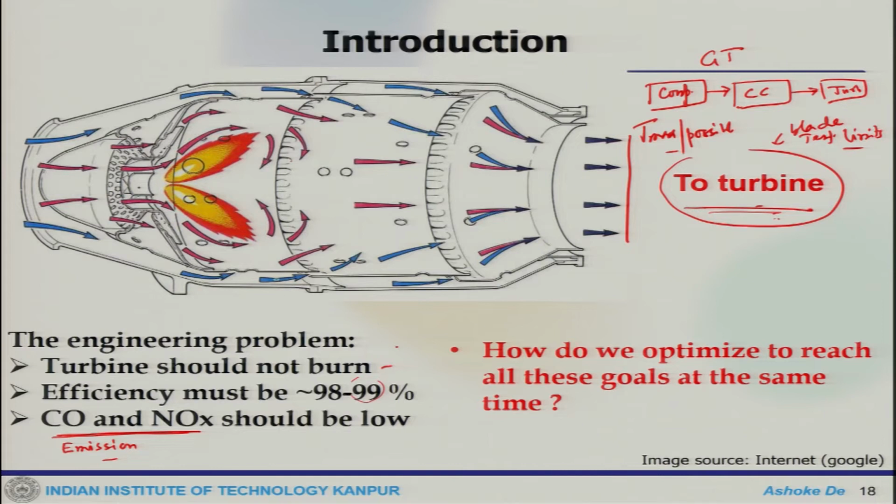That means there are certain things which are counterintuitive, because if you go to reduce one of these elements, others may go up or others may go down. It is again a trade-off, especially in terms of emissions, because these are also dependent on temperature. Too high a temperature, the NOx will go up and the CO will come down.